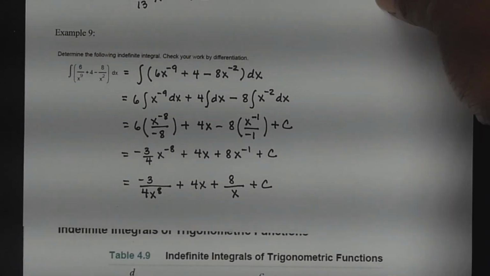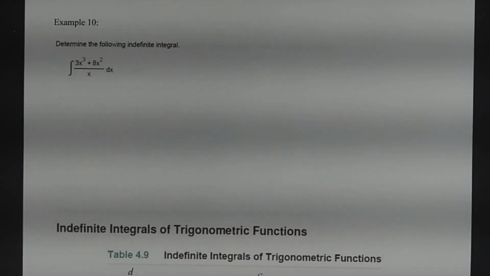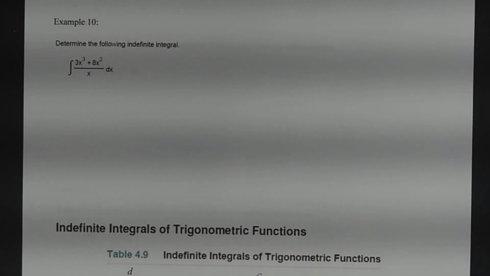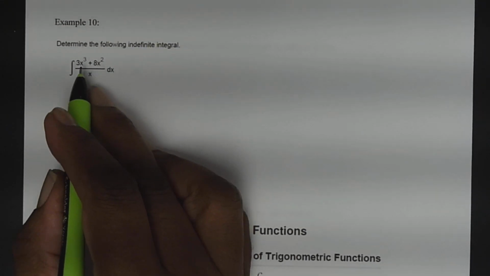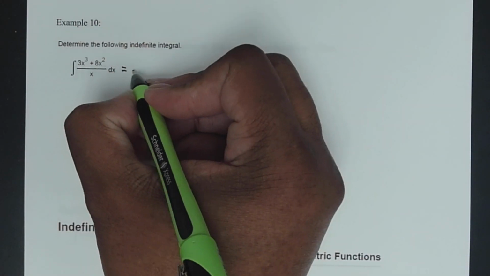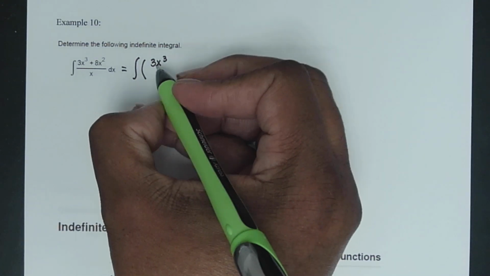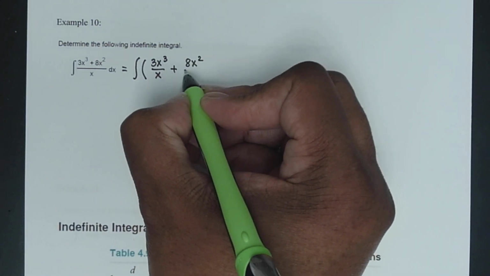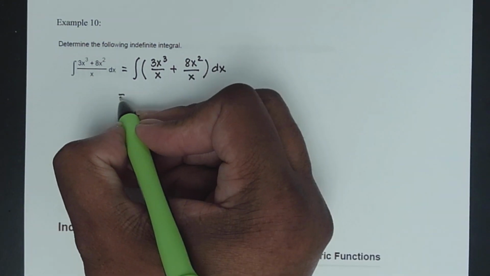Okay. Example 10 looks like this. Let's say we had the integral of 3x cubed plus 8x squared divided by x dx. Well, I do have a monomial in the denominator, so I can take each term in the numerator and divide that by your x. So here's what I have. The integral of 3x cubed divided by x plus 8x squared divided by x, and then dx.